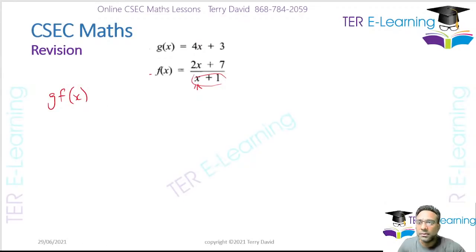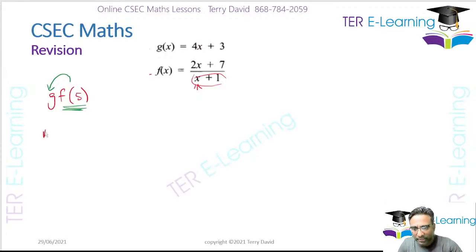Now, g f of 5. This is what we call a composite function, and let me use a different color to show you how we work this out. The first thing you need to do is figure out what f of 5 is. Then when you get an answer, you take that answer and plug it into the function g. So this is a two-step process. You find f of 5 first, and then you take that answer and plug it into the function g. Let's see how we're going to do that.